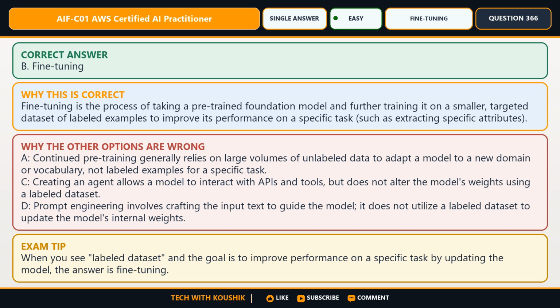C. Creating an agent allows a model to interact with APIs and tools, but does not alter the model's weights using a labeled dataset. D. Prompt engineering involves crafting the input text to guide the model. It does not utilize a labeled dataset to update the model's internal weights. Exam strategy. When you see a labeled dataset and the goal is to improve performance on a specific task by updating the model, the answer is fine-tuning.